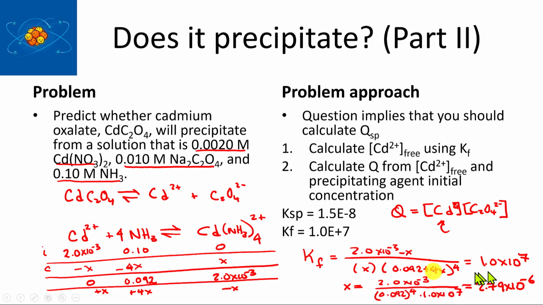2.0 times 10 to the minus third divided by 0.092 to the fourth divided by 1 times 10 to the 7. You get 2.79 times 10 to the minus 6. So that is your free cadmium concentration. And then you're going to plug in for your oxalate concentration 0.010. So this is 0.010. And we can calculate Q as 2.79 times 10 to the minus 8.